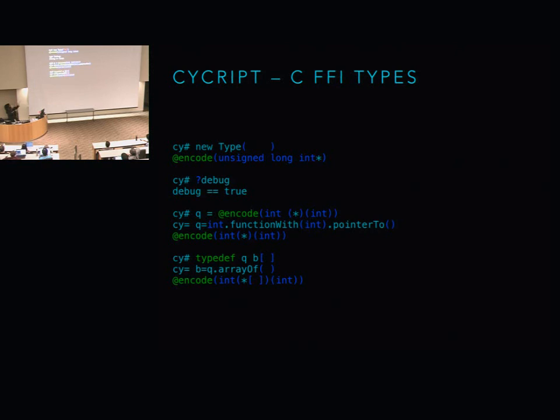So I'm then going to type @encode. That's going to actually get expanded into JavaScript, which is int.function with int pointer to, which then is going to return an @encode of something that looks normal from a C programmer's perspective. And you can even do typedefs, and the typedefs are just setting a variable, because the types in Cycript are all just variables.